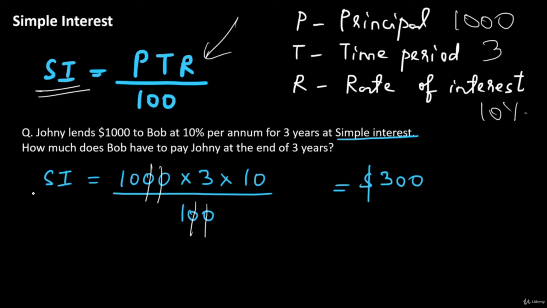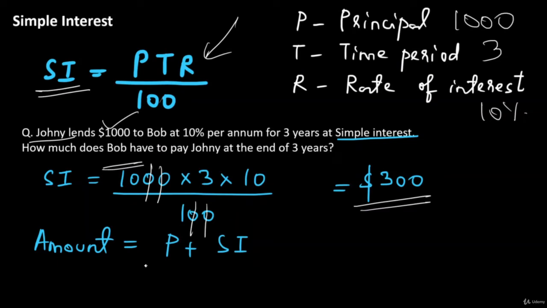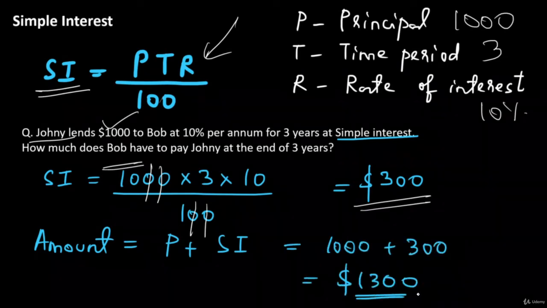So the simple interest at the end of 3 years will be $300, and the amount that Bob would have to repay or give back to Johnny would be the principal, which is 1000, plus the simple interest. So the amount that has to be repaid is equal to 1000 plus 300, which is equal to $1,300.